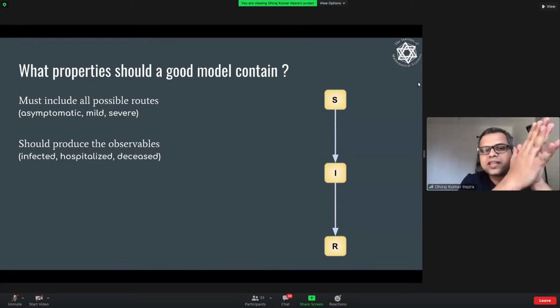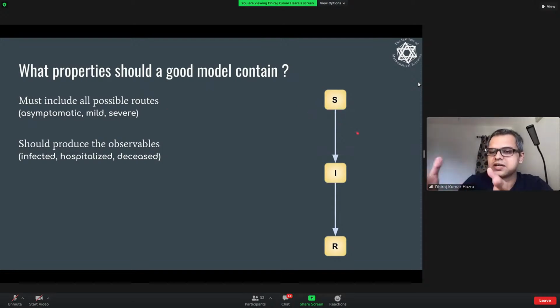All right. So we have established that we need a model, not just the data. Now the question is what properties a good model should contain. This is the basic epidemiological model that everybody knows, the SIR model: susceptible, infected, and removed. Can this model address the COVID-19 pandemic? The simple answer is no, because from the beginning we knew this pandemic had a few properties. For example, we had asymptomatic infection, and the symptomatic people can be subdivided into two categories, mild and severe, those who need medical care and those who don't.